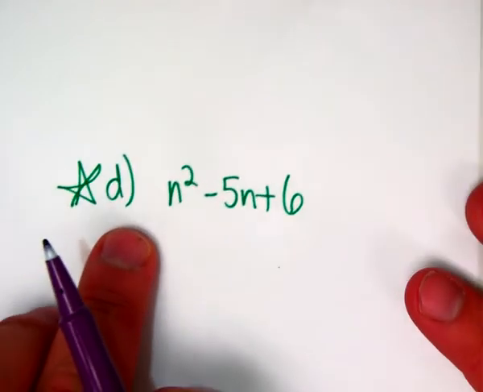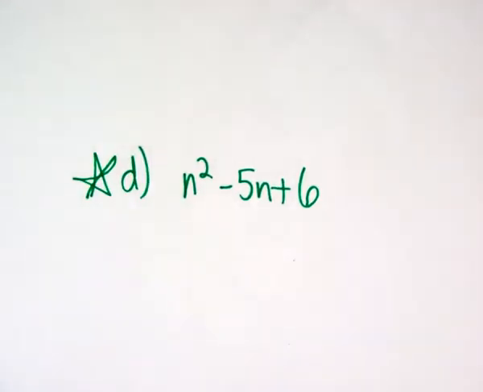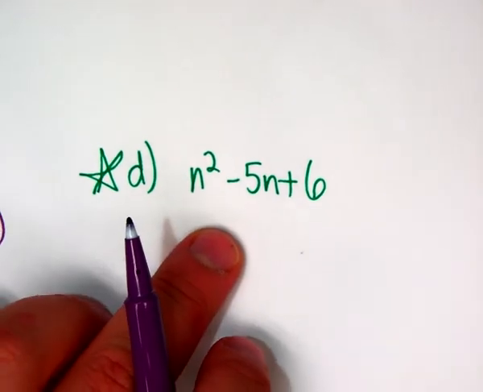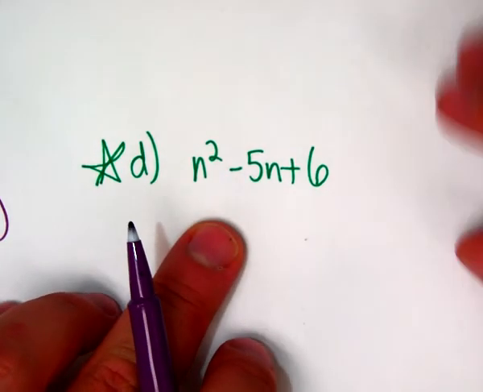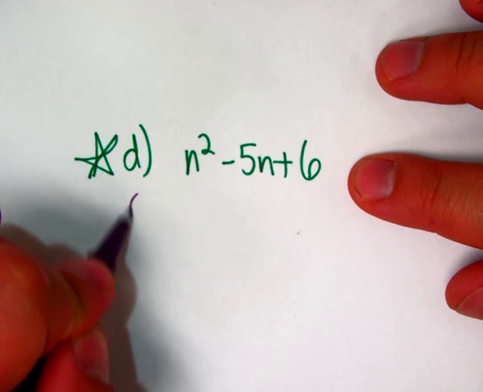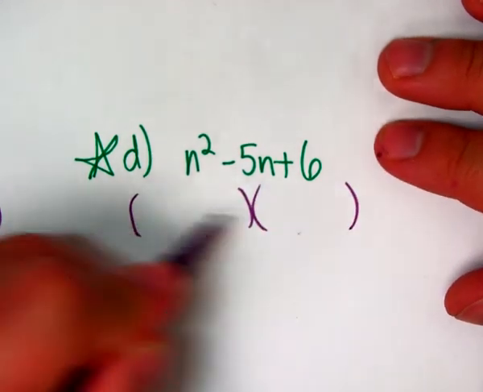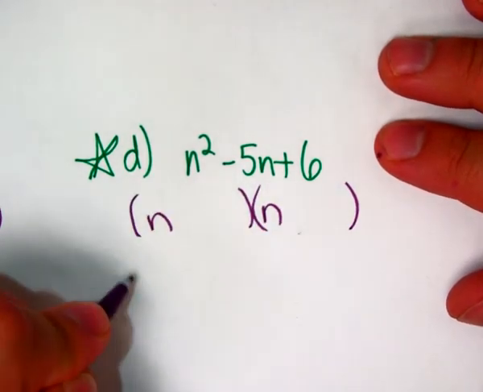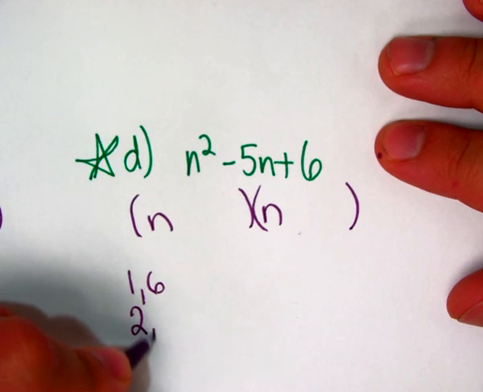Okay? And the last one. I put a star by this because you're going to see this quite frequently. This is one that everybody uses to try to trick you up. So see if you're paying attention. What are the factors of 6 that will add up to a negative 5? We're going to use n and n. There's 1 and 6, and there's 2 and 3.